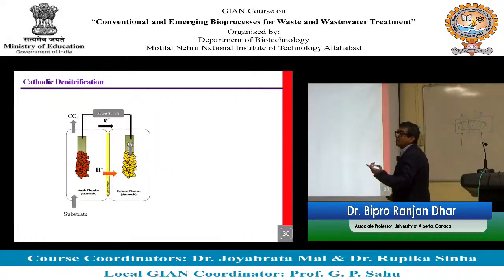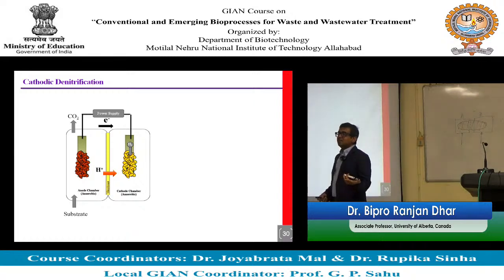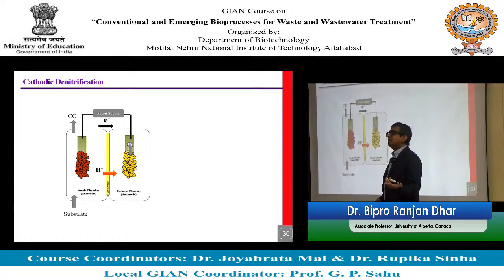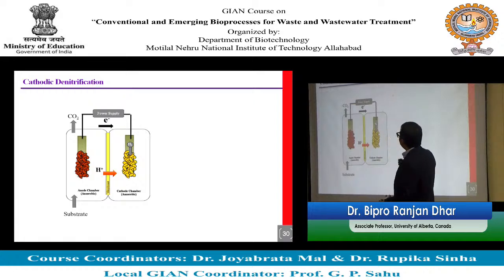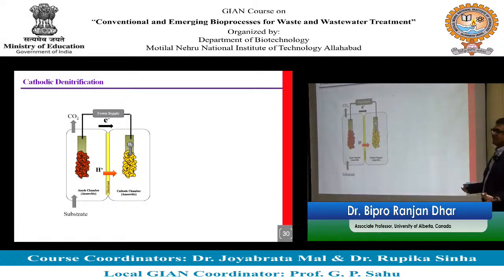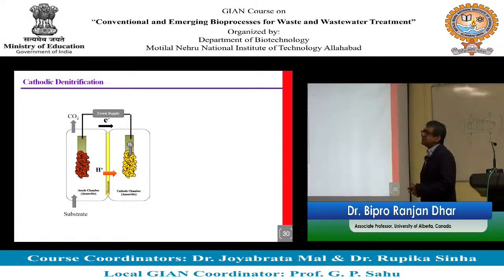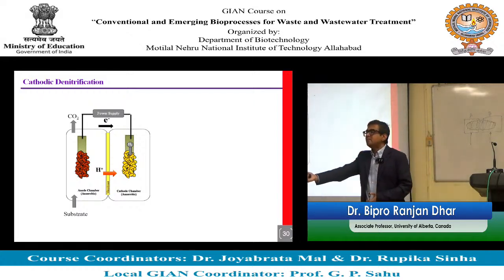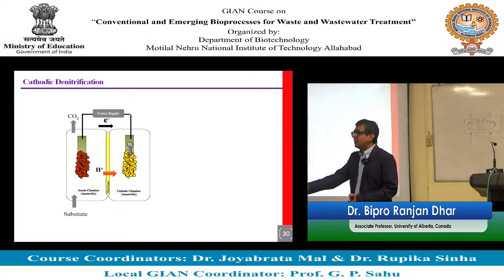We talked about denitrification, right? What is denitrification? Nitrate to nitrite, right? We can also achieve denitrification here. How can we do that? Some denitrifying bacteria can use hydrogen as an electron donor, because in the denitrification process, you remember that we need to provide an electron donor from outside, right?